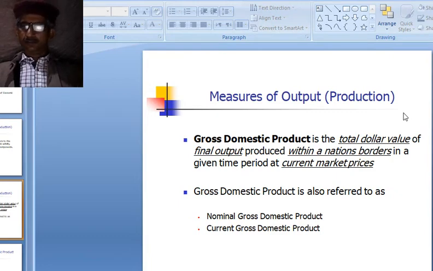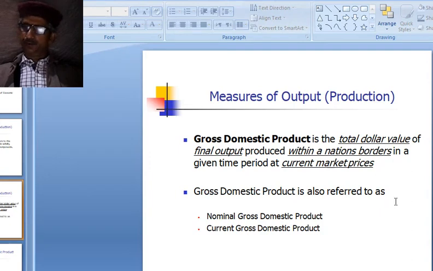It is the total dollar value, or you can say the rupee value, depending on which country you are living in and what currency you are using, of final output produced within a nation's borders in a given time period at current market prices. It means GDP is the total market value of all the goods and services produced in any country during a given time period, and usually the time period is 12 months.